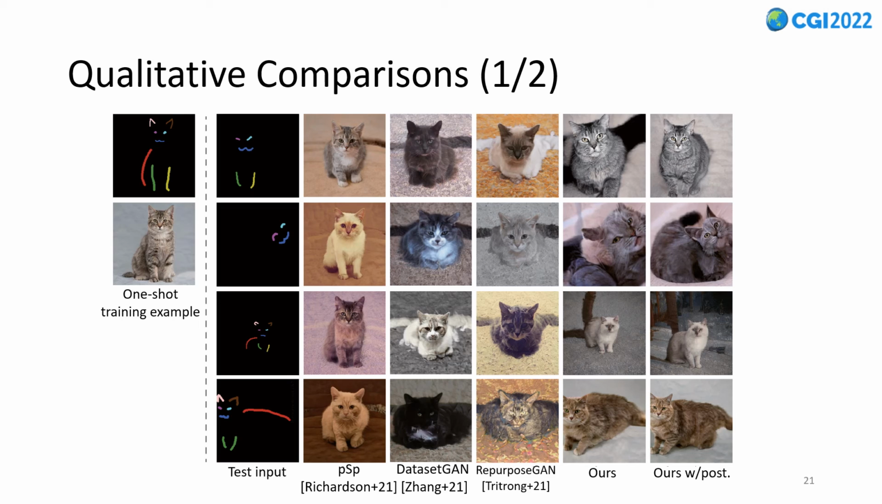This slide shows qualitative comparisons. From left to right: one-shot training example, test input, and results by the existing methods and our method. As you can see in the pSp results, it ignores the input layouts due to overfitting to the single training example. For DatasetGAN and RepurposeGAN, we used these methods instead of our pseudo-labeling in our framework. As you can see, these methods also cannot sufficiently consider the given layouts. In contrast, our results overall reflected the given layouts. Also, we can see post-processing further improves our results.